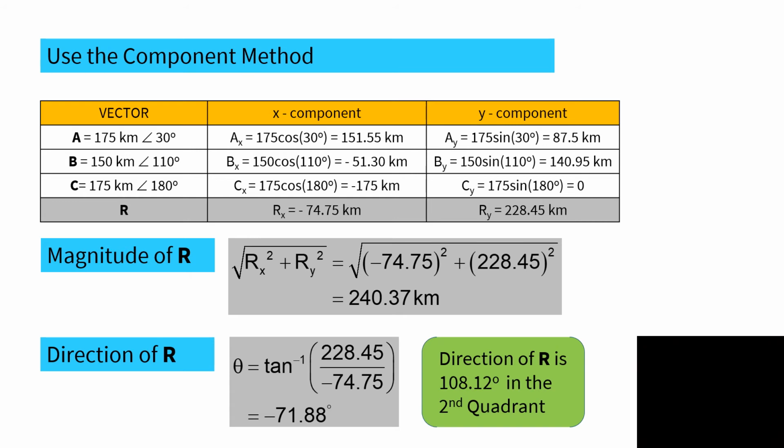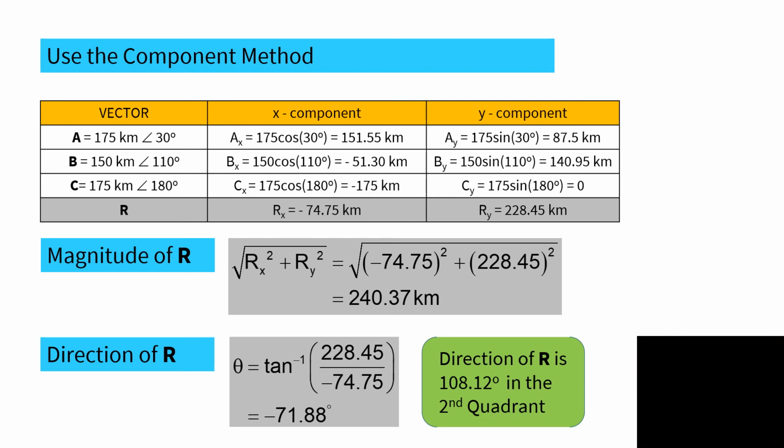Using the same method for vector B, we will obtain Bx and By as shown in the table. As for vector C, Cx is obtained as negative 190 kilometers and Cy is 0 from the method. When we have resolved all the components of the three vectors, we sum up the x components for the resultant vector, which is Rx.